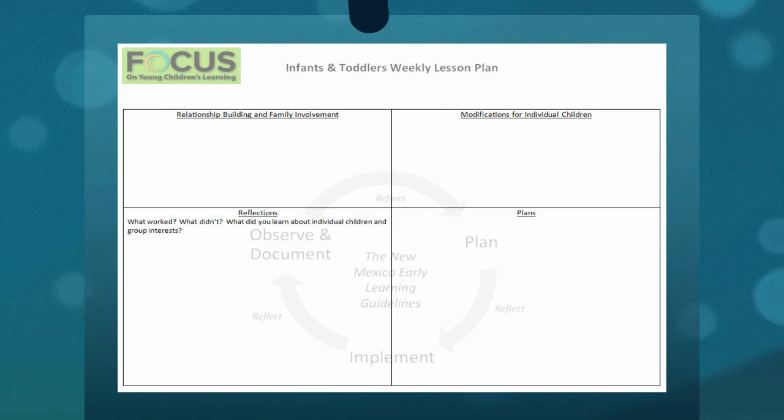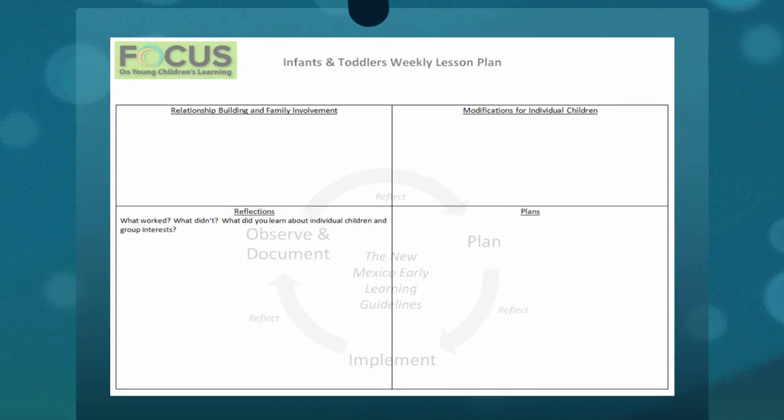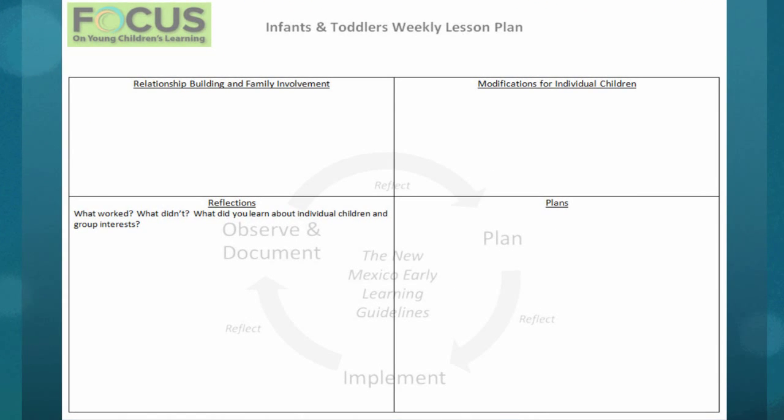The second page of the Infant and Toddler Weekly Lesson Plan includes only 4 boxes. The first box is for relationship building and family involvement. Modifications for individual children is the area where the educator lists special equipment or experiences that target the needs of specific children. Do not identify children by name, but initials are okay.